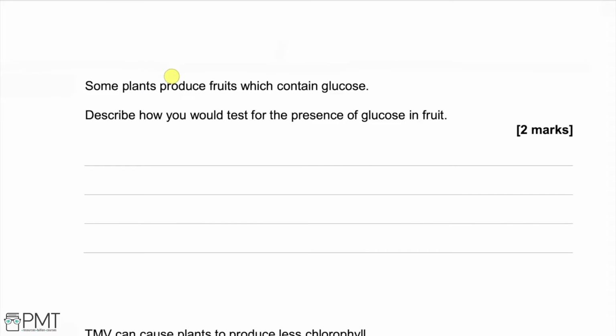Some plants produce fruits which contain glucose. Describe how you would test for the presence of glucose in a fruit. Now, this is a food test, but we can't just test, for example, an apple or any fruit as a whole thing.